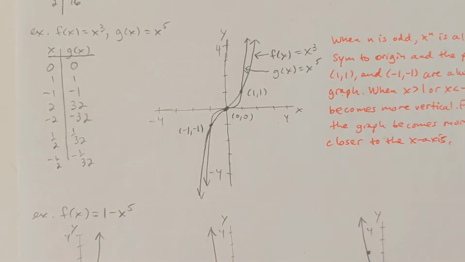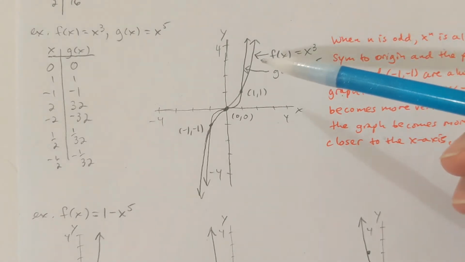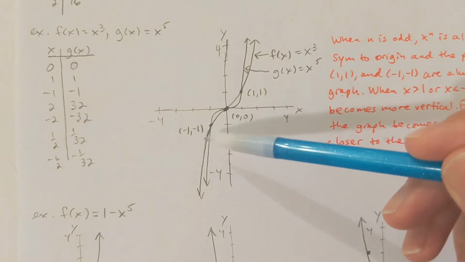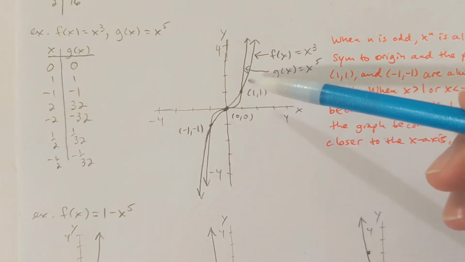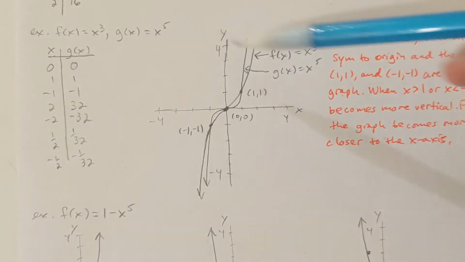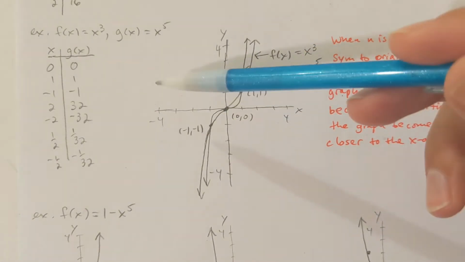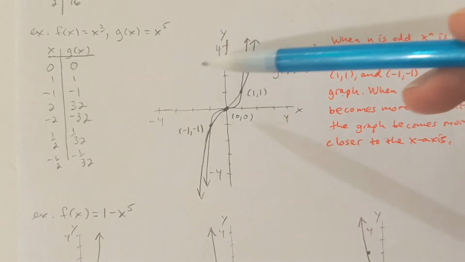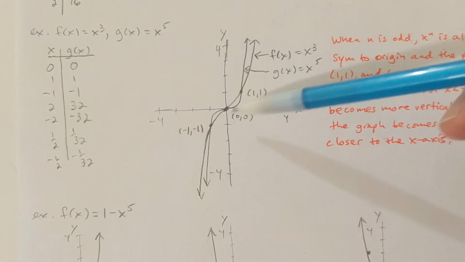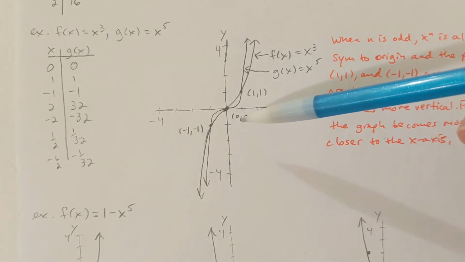Next, f of x equals x cubed and g of x equals x to the fifth. Okay, so I've got the x cubed graph. Here's 1, 1, 0, 0, and negative 1, negative 1 on the graph. Okay, when x is 0, g is 0. When x is 1, 1 to the fifth is 1. When x is negative 1, negative 1 to the fifth is negative 1. Okay, so those 3 points are going to be on the graph of g.